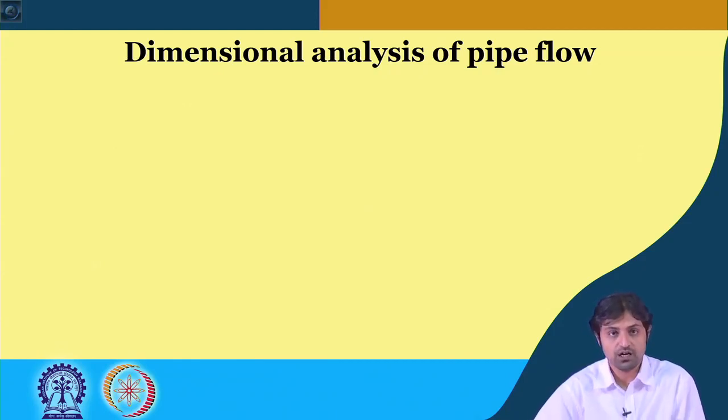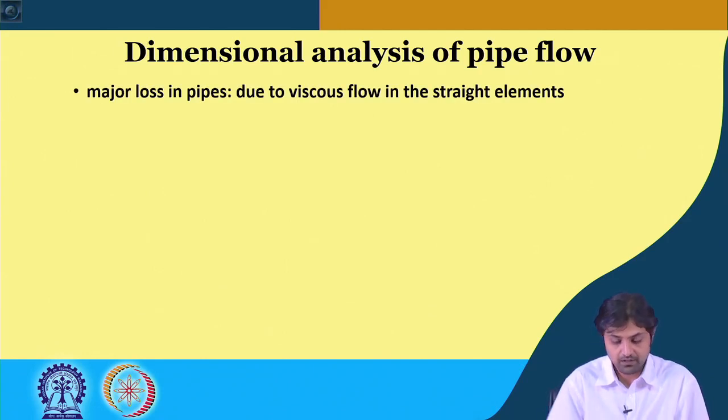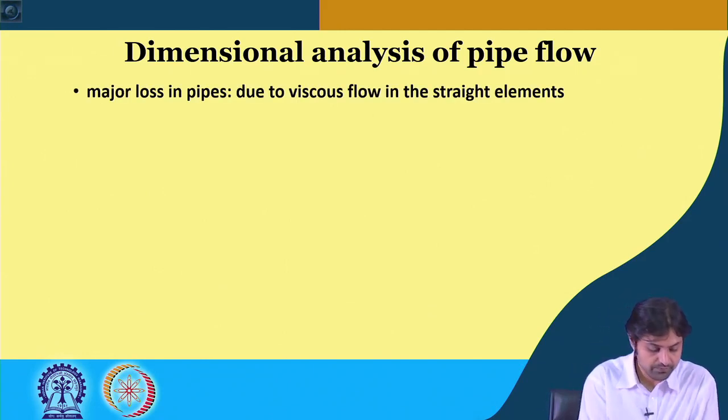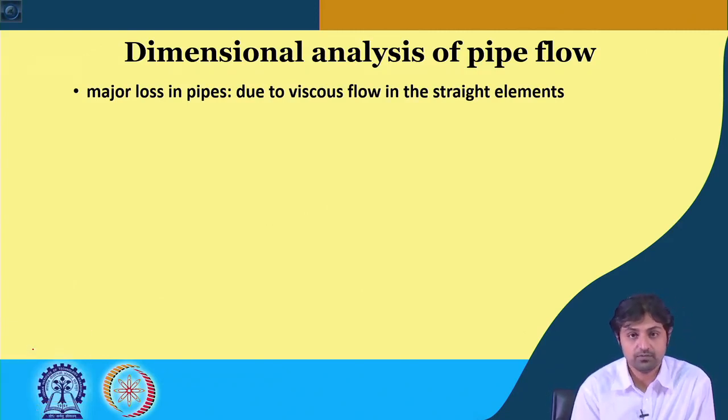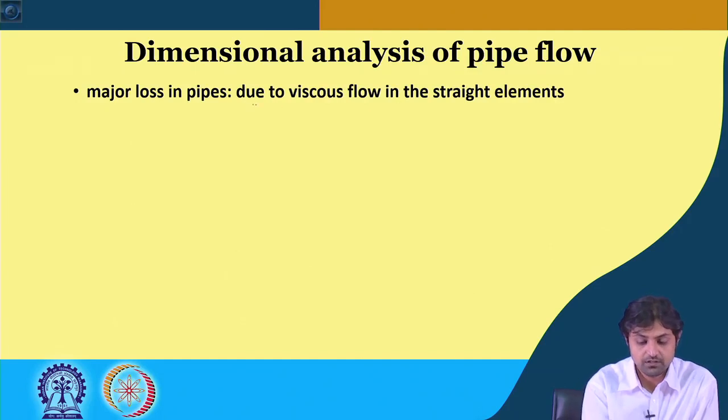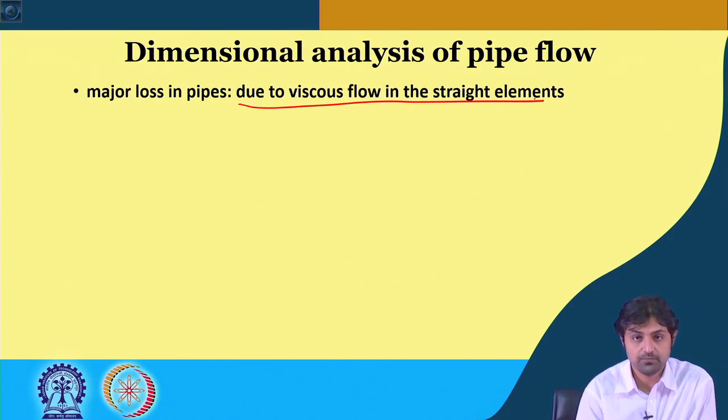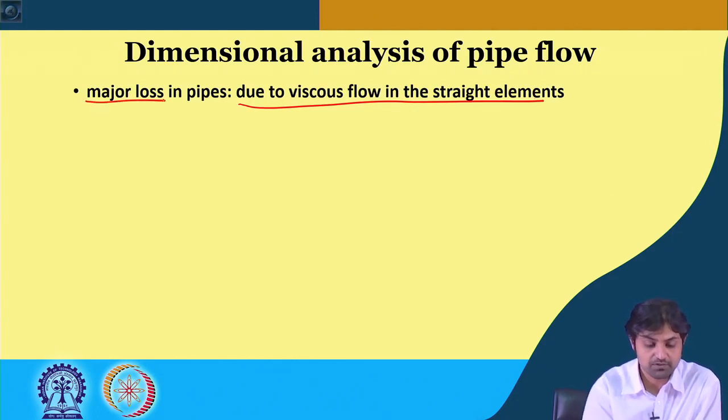Now we are going to start a topic, dimensional analysis of pipe flow. So pipes are generally considered rough and they have a roughness. Because of this roughness there is loss of energy due to viscous flow in the straight element, and this loss that happens due to the viscous flow is called the major loss in pipes.